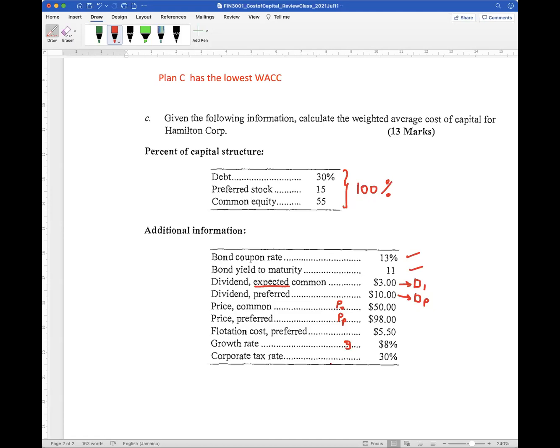The first thing we want is the cost of debt. For this one, we don't have to work it out because it's given. Don't get mixed up with the coupon rate. The coupon rate just says what the annual interest payment is, but what we want is the yield to maturity. If we're not given the yield to maturity, then that's what we'll be working out.